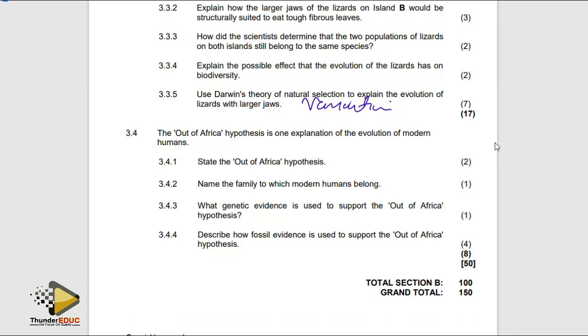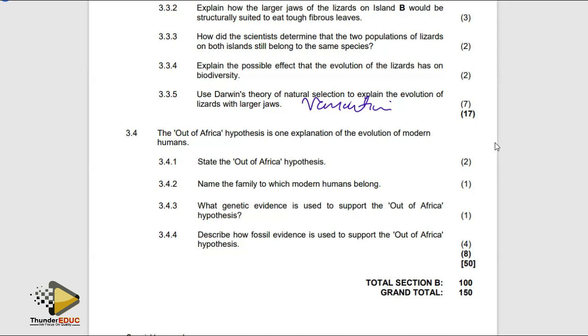The chances are high that we are no longer giving this marking point of, this is called natural selection. But put it there, you never know, maybe we can review it. This is called natural selection. So those with big jaws pass their genes to the next generation because they reproduce in large number. After many generations, all the lizards have big jaws.